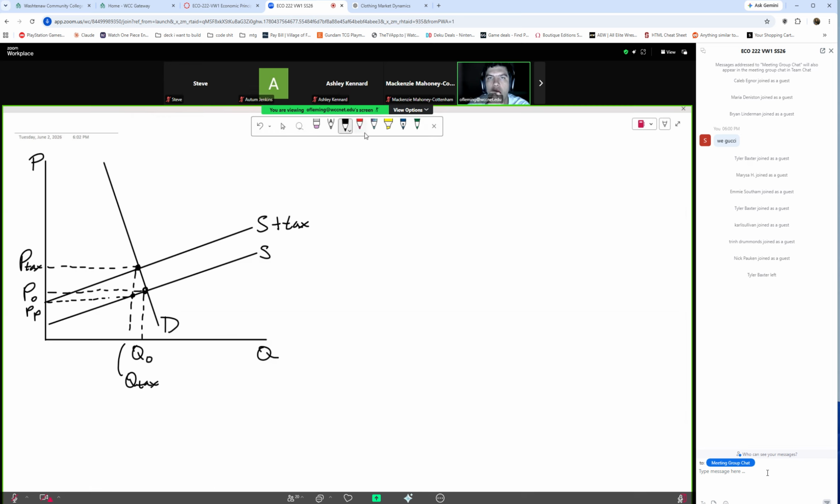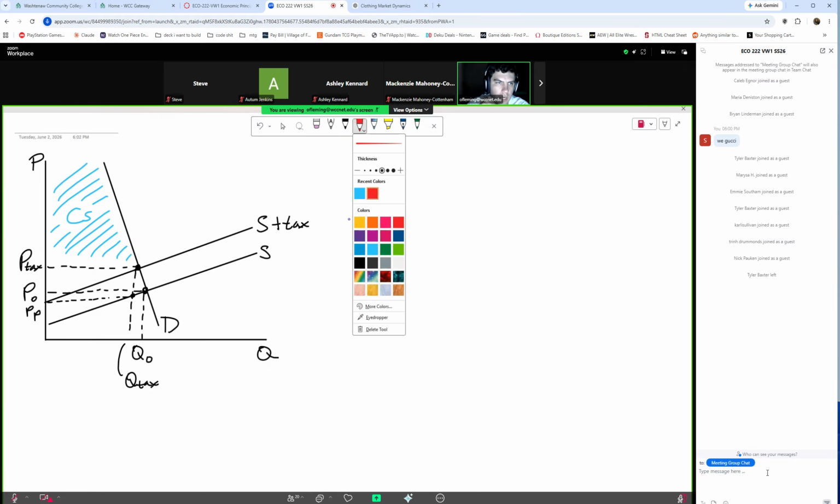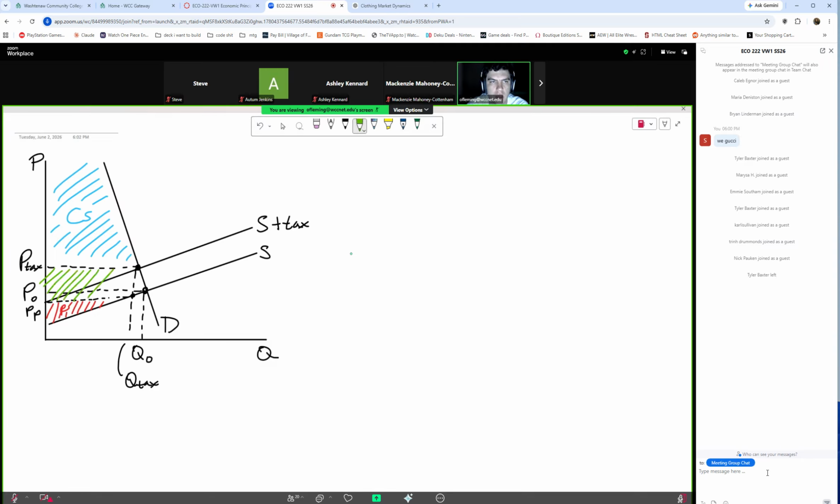Now, if we label everything on here, this up here is the consumer surplus. The producer surplus is this area down here. And the government tax revenue is equal to the amount of the tax, this distance, times the quantity transacted after the tax is put into place. And as you can see, we are now missing this chunk of surplus, which is a deadweight loss. This distance between these two things is the tax, of course.